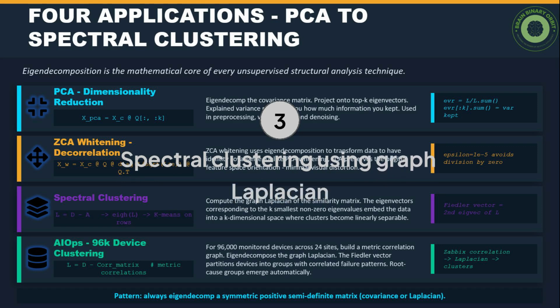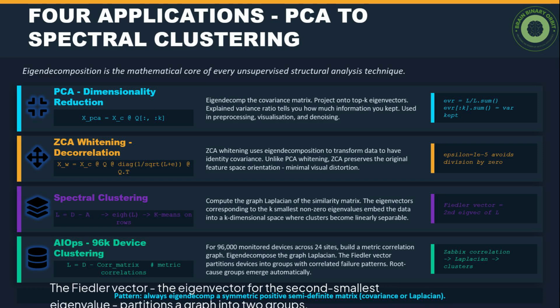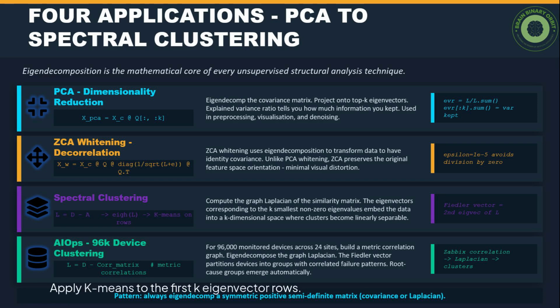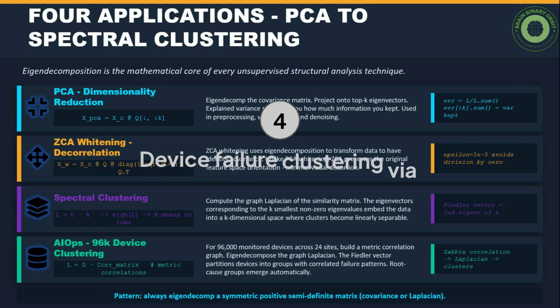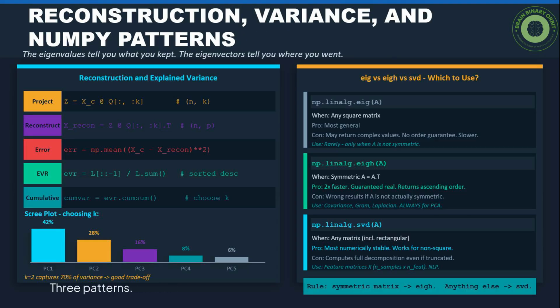3. Spectral clustering. Eigendecompose the graph Laplacian. The Fiedler vector, the eigenvector for the second smallest eigenvalue, partitions a graph into 2 groups. Apply k-means to the first k eigenvector rows. 4. For your 96,000 device monitoring network, build a metric correlation graph, compute its Laplacian, and eigendecompose to find natural device failure clusters.